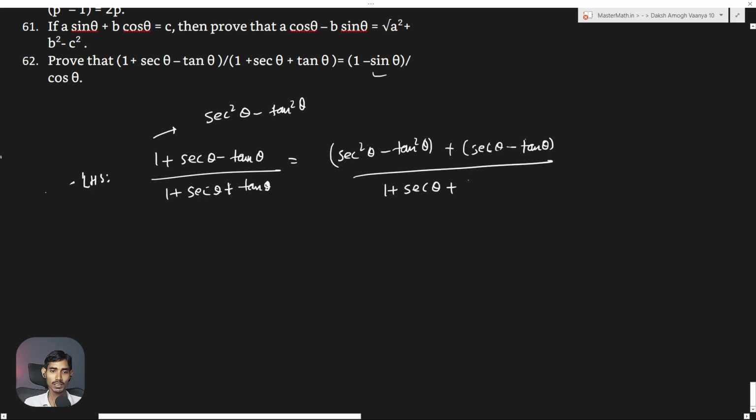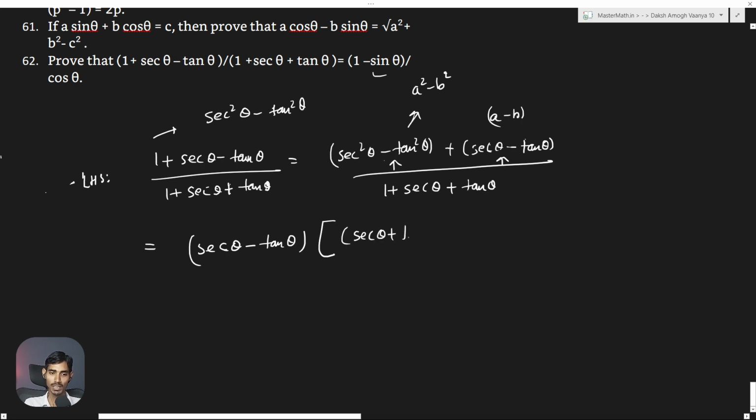Anyone has any doubts in this? Don't ask, because I'm not expecting any doubts in this. So now this is a plus b, a minus b, because it is a square minus b square, and this is a minus b, right? Secant theta minus. So I'm taking a minus b common from these two first, and this is one term, this is another term. So what I have outside is secant theta minus tan theta taken common. Here I am left with secant theta a plus b. So secant theta plus tan theta plus 1. This is 1. I have taken that common.